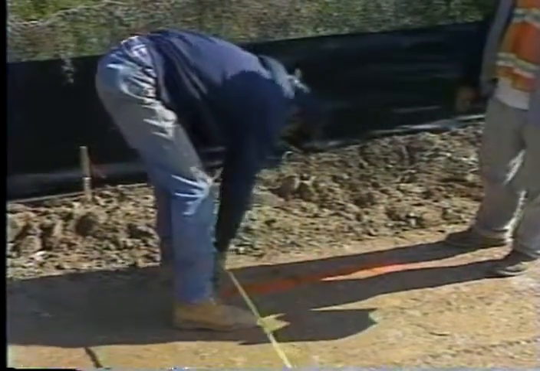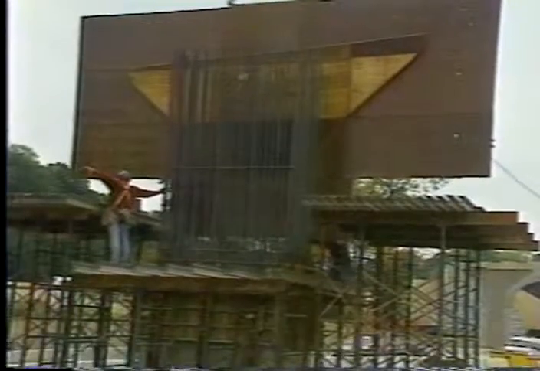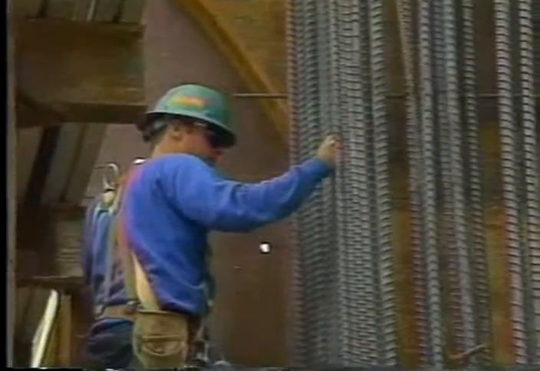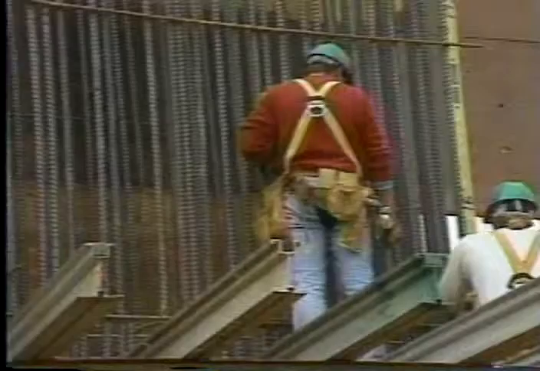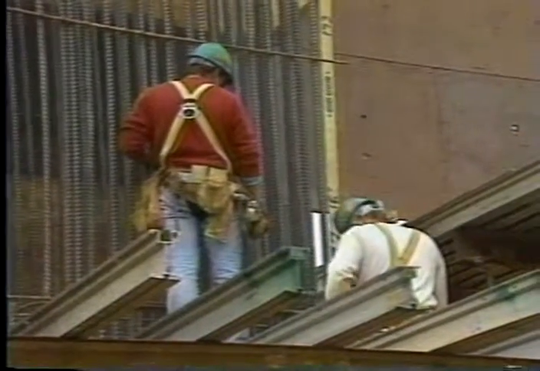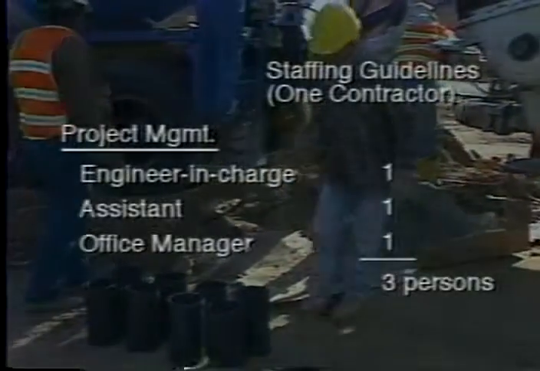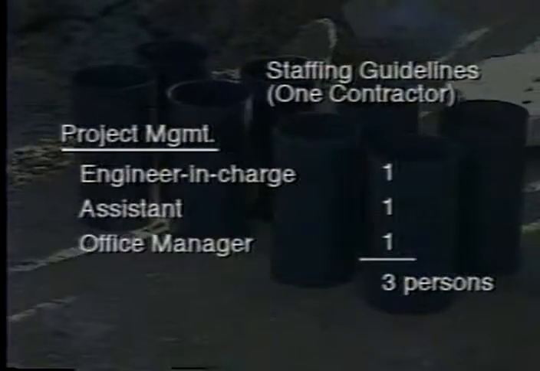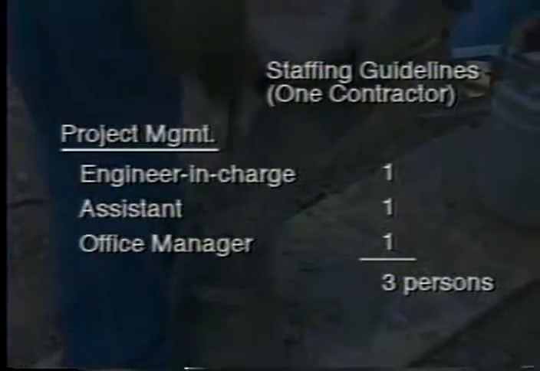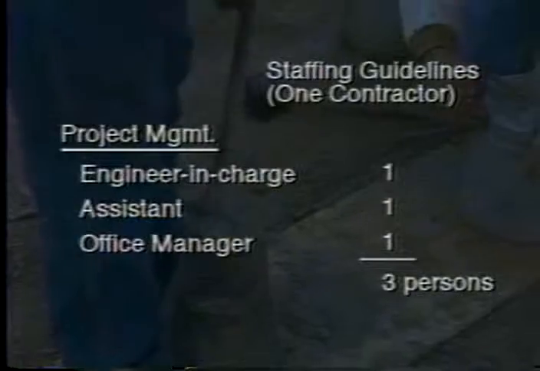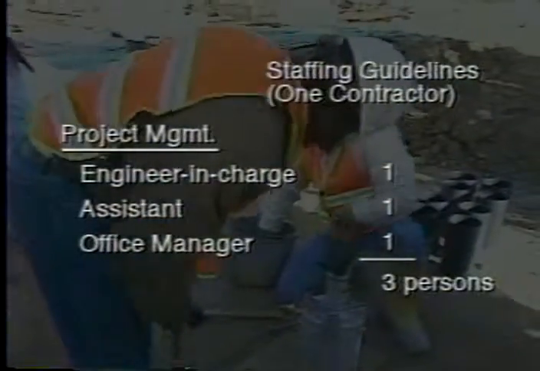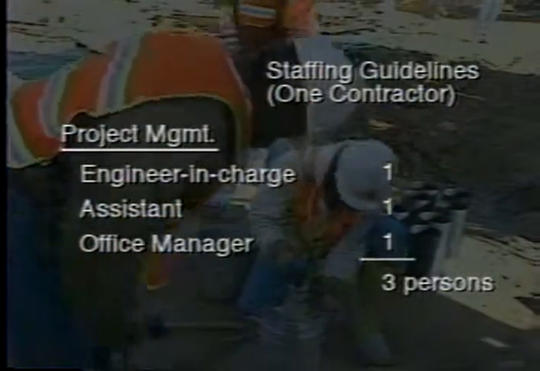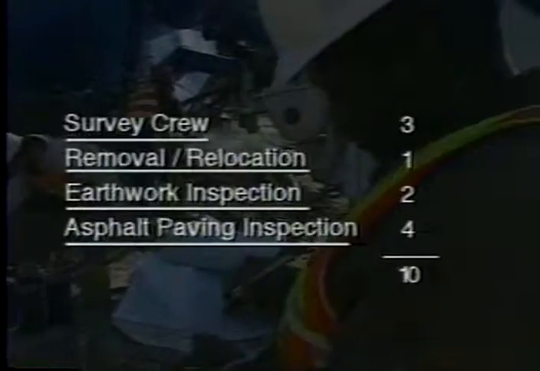For the best utilization of available personnel, each contract staff should be made up of the smallest number of personnel that ensures quality construction. Maximum staffing guidelines show the maximum number of personnel that should normally be assigned for each operation on major contracts. The guidelines are for peak operations.